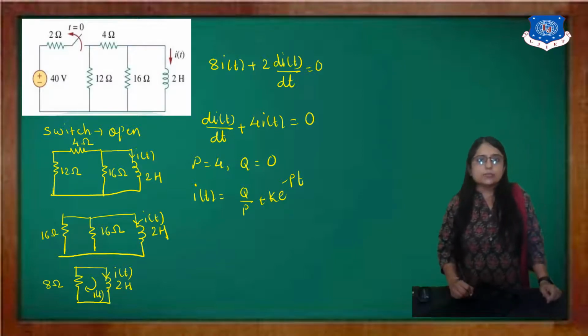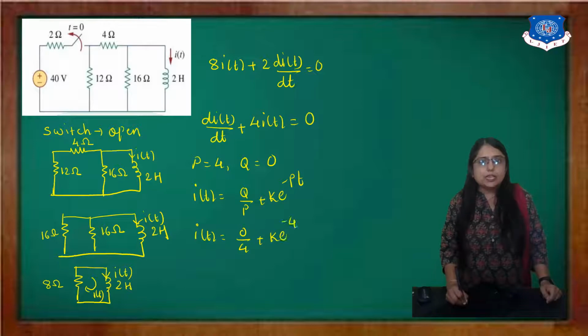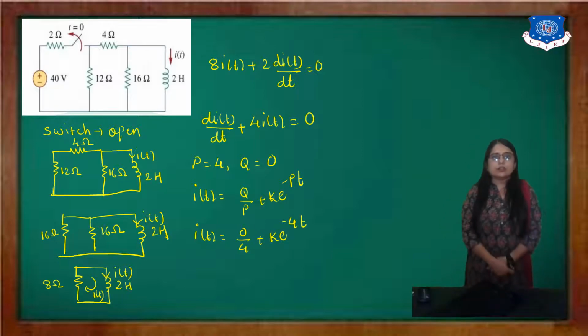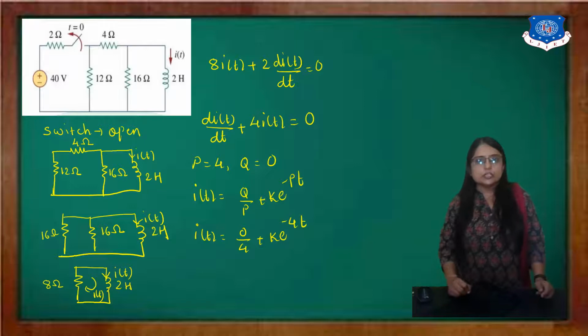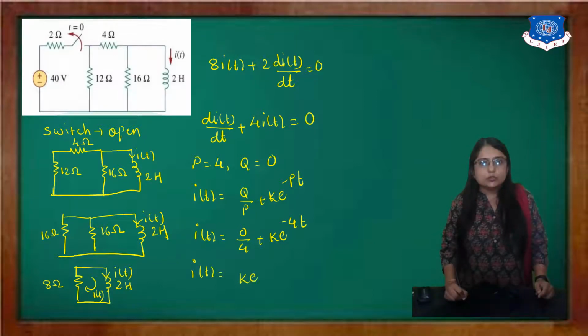So you just substitute all these values. Here I of t equals 0 by 4 plus k e raised to minus 4t. 0 by 4 is 0, so I of t will become k into e raised to minus 4t.